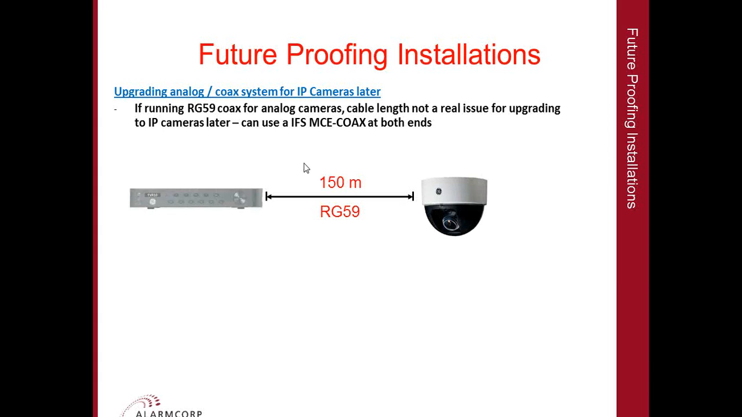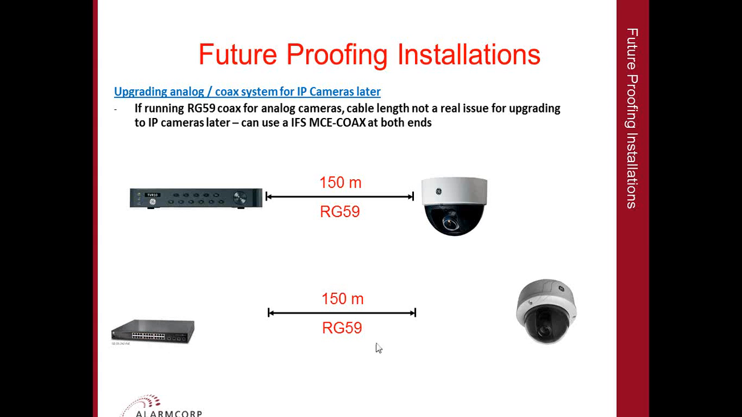We put an analog camera in with an analog DVR, and there is a very simple analog video system. But let's say we want to replace the camera at a later date with an IP camera, and we want to keep the same cable. We can actually do that. We want to put in a network switch, and we want to put in an IP camera with an NVR. We can use something called an IFS-MC coax, which converts the Ethernet signal for running over coax.